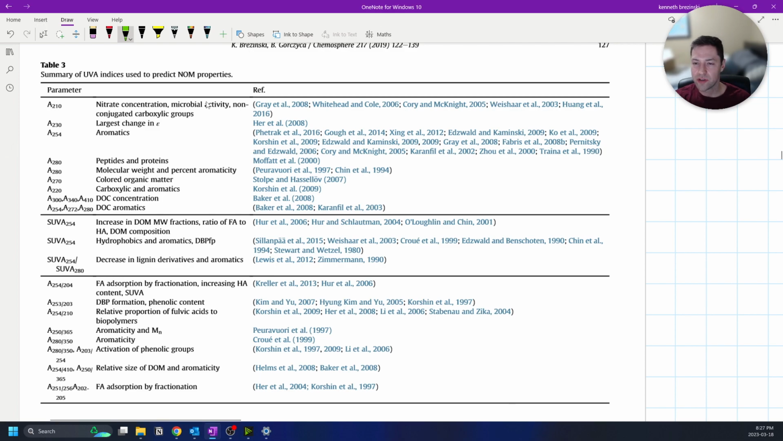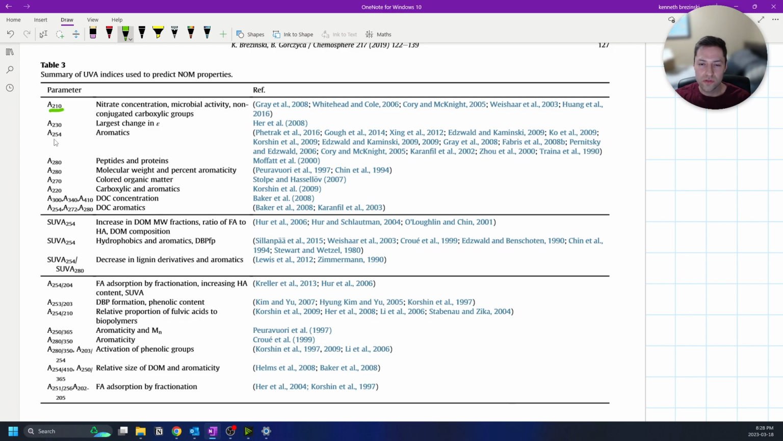So the thing is, you're not just limited to aromatics and UV254. You can actually look wherever you want in the ultraviolet range. So for example, this is the absorbance at 210 nanometers. And this tends to closely correlate, according to literature, to nitrate concentration, certain activity of microbials, and non-conjugated carboxyl groups. So they tend to all absorb at 210.